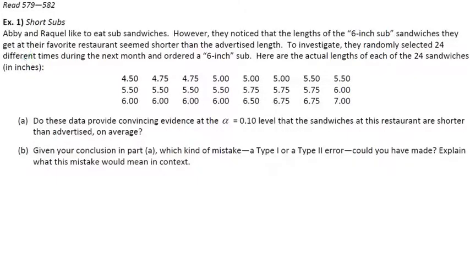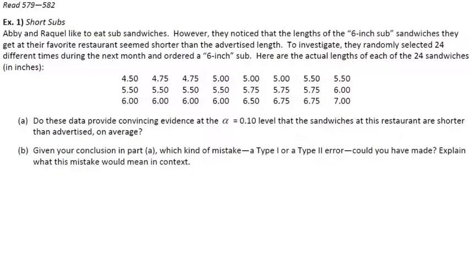So these two students actually went out and got some hands-on data. They picked random times to order these subs, and they got 24 subs. Looks like they just measured each sub to the nearest quarter of an inch. And they were nice enough to put these in order, if you look, right? 4.5 was the shortest one. And then reading from left to right there, 7.00 was the longest one.